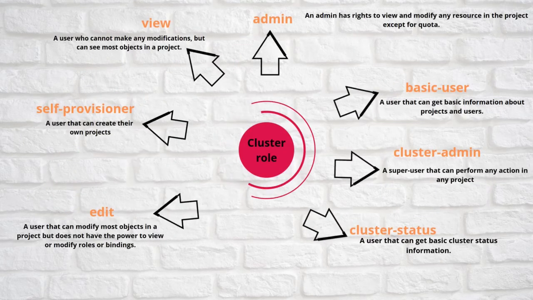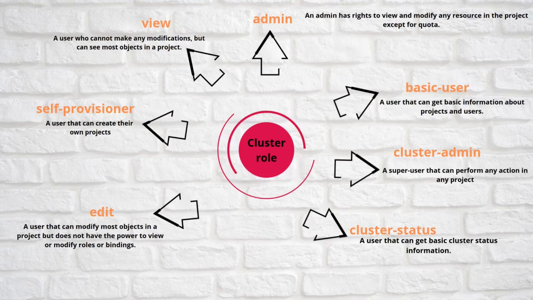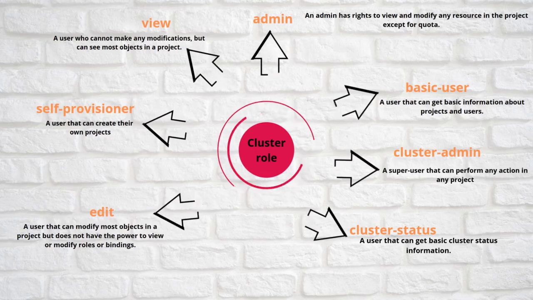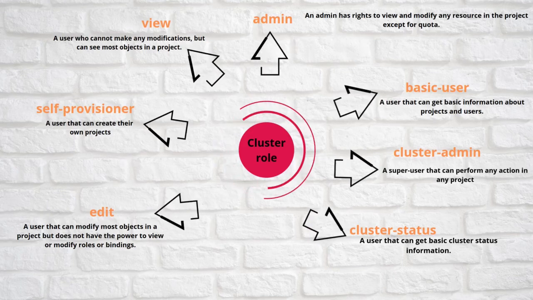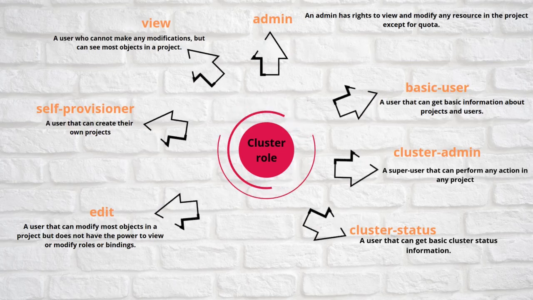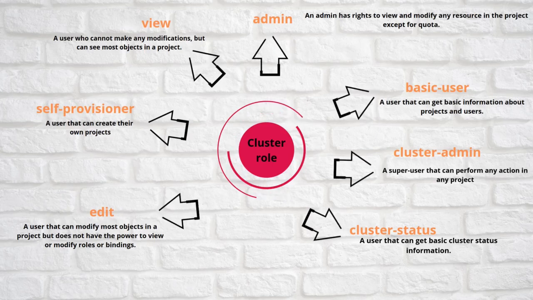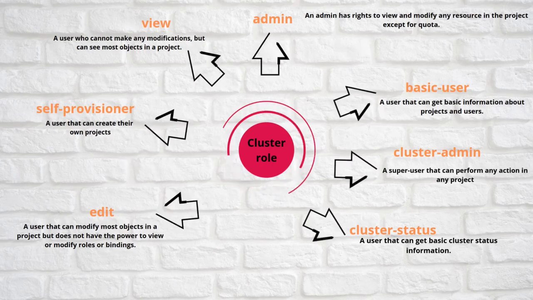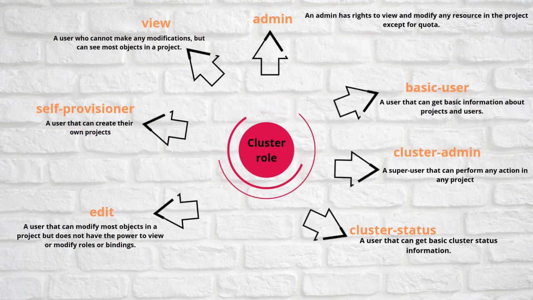OpenShift Container Platform includes a set of default cluster roles that you can bind to users and groups cluster-wide or locally. You can manually modify the default cluster roles if required. Let's check the default cluster roles one by one. First one is admin. It's more like a project manager. If used in local binding, an admin has the rights to view any resource in the project and modify any resource in the project except quota.